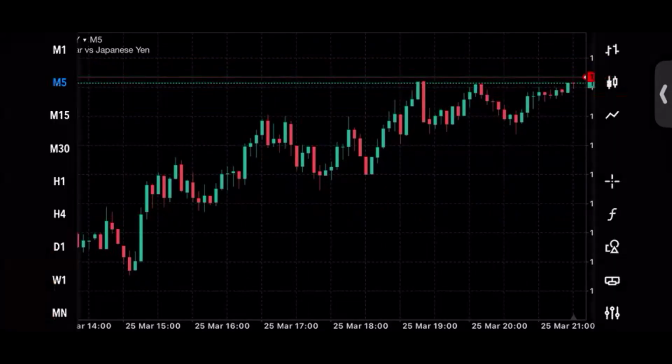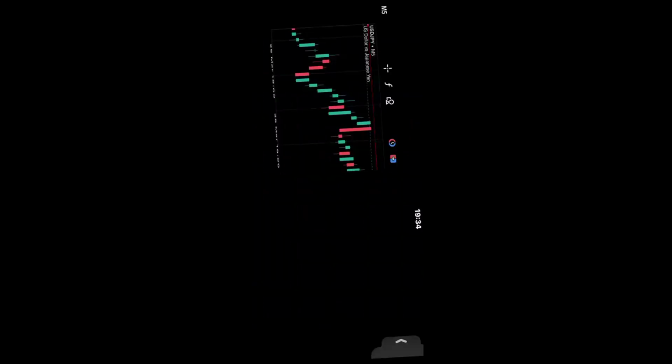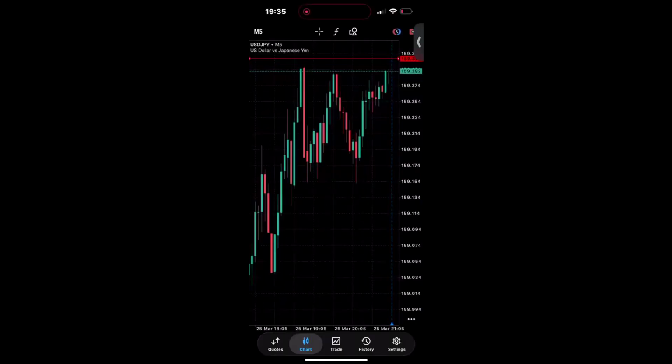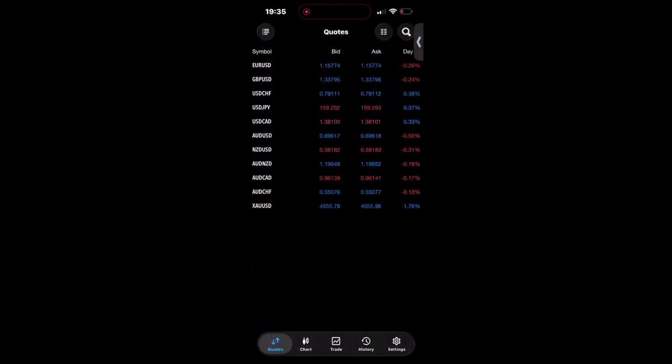So what I want to do is I'm going to be going for a buy stop on USDJPY around this level. So our buy stop is going to be at 159.299, so that when price continues on an upward trend, it can take my trade. 159.299. Let's go.